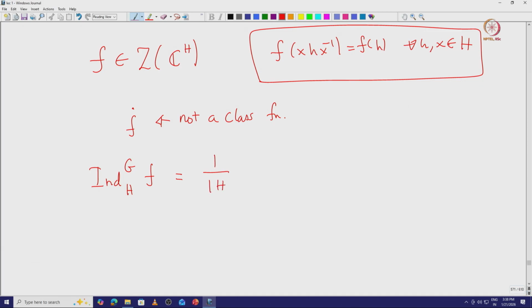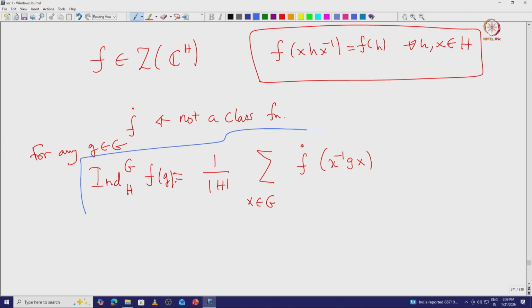You take 1 divided by the cardinality of H, and you sum over all x in G. The data that x inverse g x is supposed to be in H will be stored in the f dot. So, you take simply f dot of x inverse g x. This is the function when you evaluate it on g in G. This is how you define this function for any g in G.